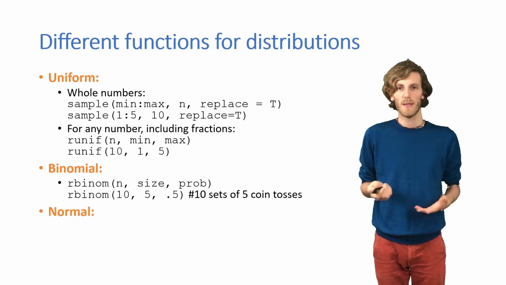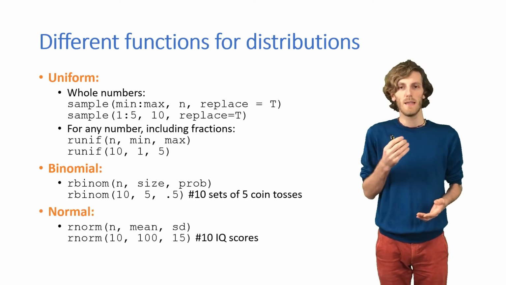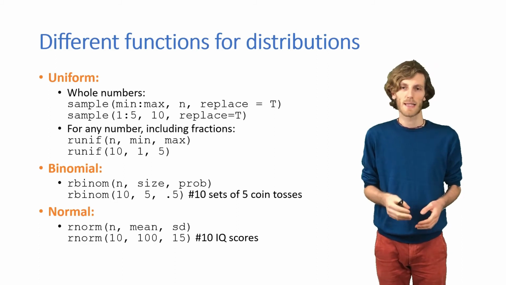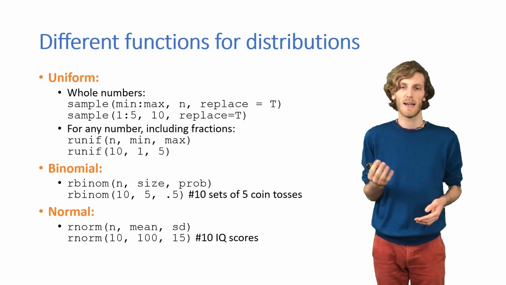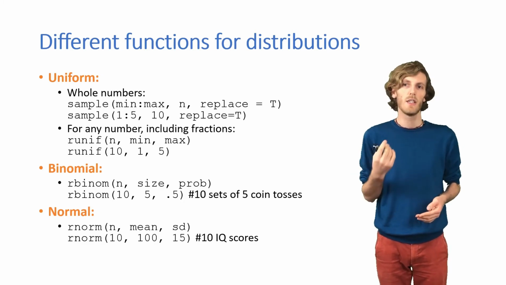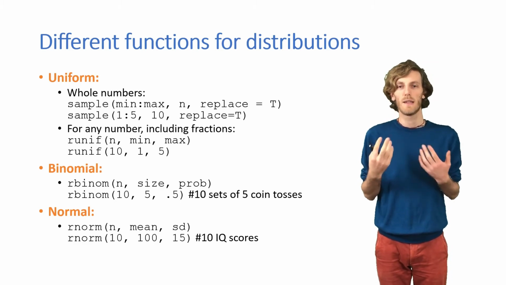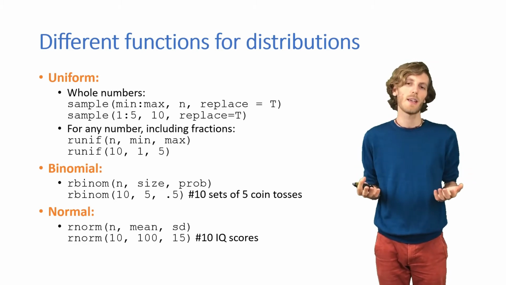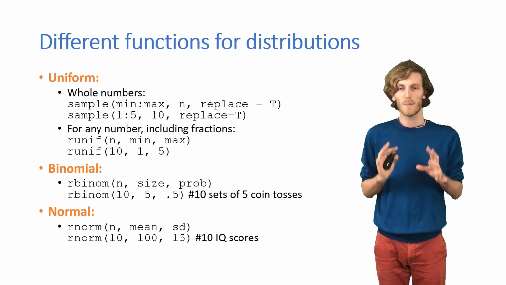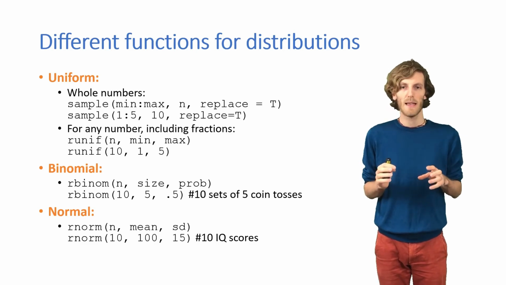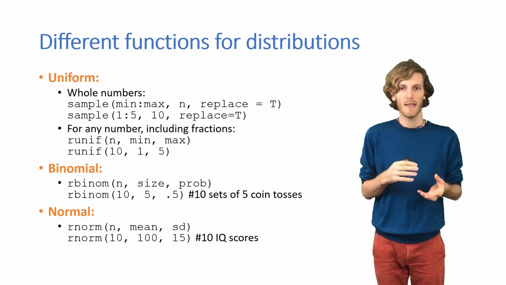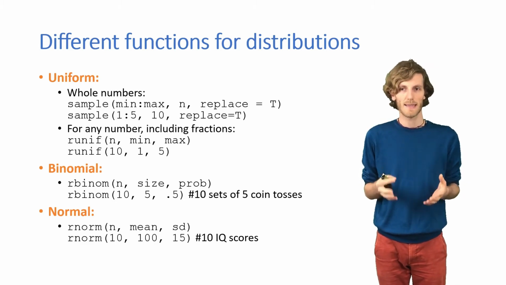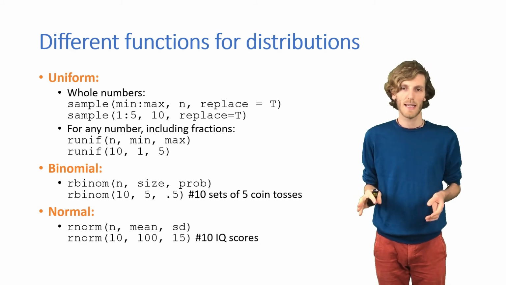And then for normal, we have rnorm. A normal distribution is characterized by a mean and by a standard deviation, which for intelligence happen to be very nicely defined. The mean is 100, the standard deviation is 15. So with this code here, I could simulate 10 IQ scores. The point of all this is then to see across many of these samples how much they vary, so that we can estimate sampling error. We'll get into that in class.